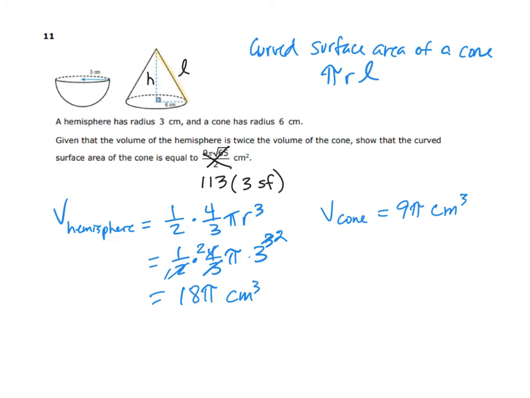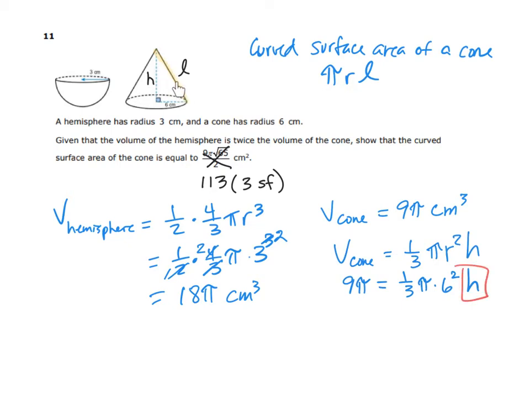Now, to find the volume of a cone, remember a volume of a cone is going to be 1/3 pi r squared h. Okay, so since I know the volume of the cone, I can put 9 pi in for that. And I also know the radius. The radius of the cone is 6. So now you see I just have this one unknown h. I can solve for h, can't I? And remember we wanted h because I needed h to find the slant height so that eventually I can find the curved surface area of the cone.